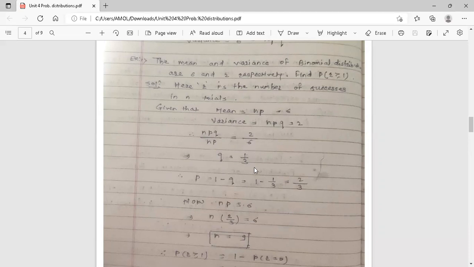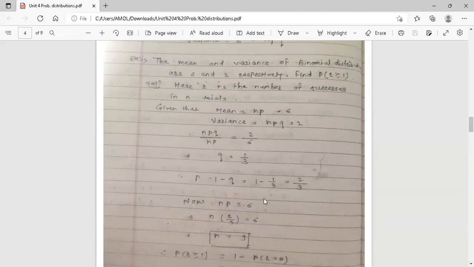This is the probability of failure. So from q you can find p, probability of success. Now in binomial distribution, p plus q is equal to 1. So we have the value of q as 1 by 3. So you can easily find the value of p. It is 1 minus q, and so it is equal to 1 minus 1 by 3.